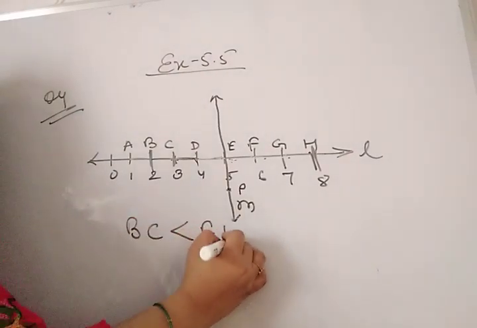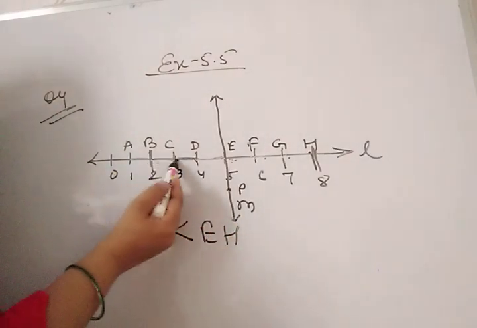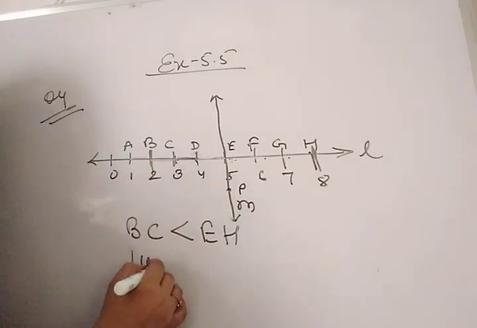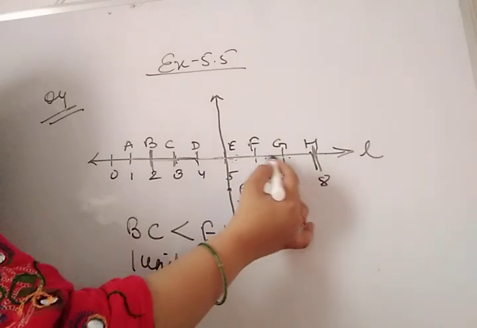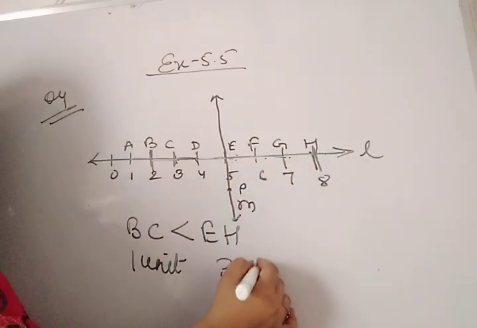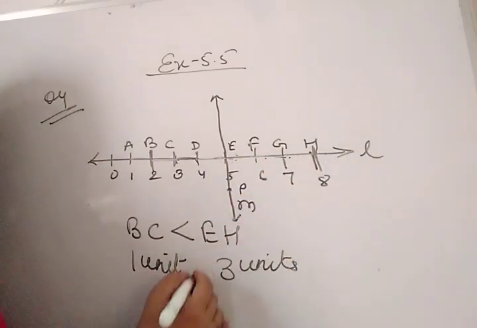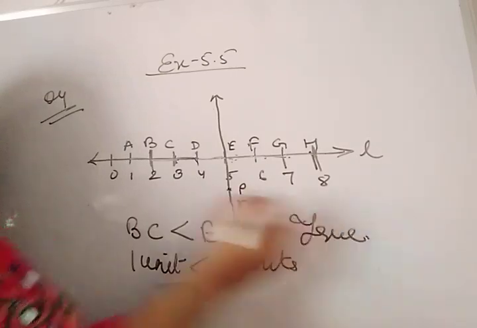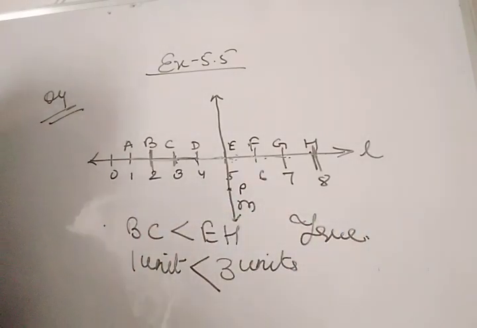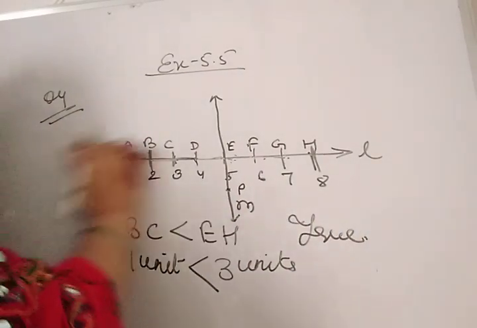Now BC is smaller than EH. What is the length of BC? 1 unit. What is the length of EH? 1, 2, 3. 3 units. So that is why BC is smaller than EH. This is also true. Okay. So this exercise is over now.